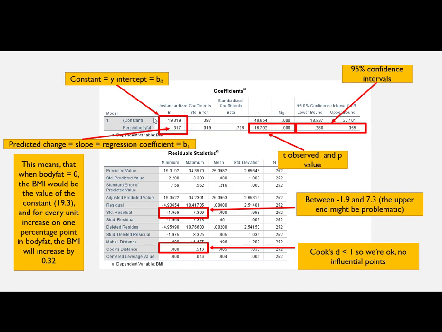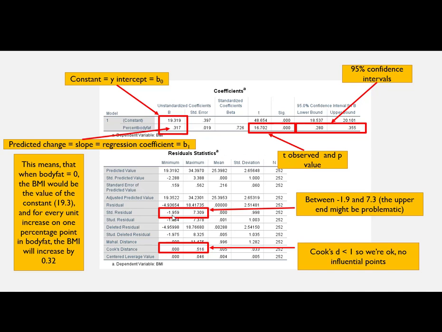Okay, now we go to the coefficients, and our constant, see in SPSS they call the constant is the y-intercept. That's our beta naught. And our percent body fat, that's our predictor, that's our beta 1. So this is the predicted change, the slope, the regression coefficient, which is beta 1, and the constant is our y-intercept, which is beta naught. And each of these get tested. They're both actually significant. So our t-value, if you remember t-values, 48 is huge, 16 is pretty huge as well. So each of these are significant predictors of the outcome variable. And then we have the residual statistics.